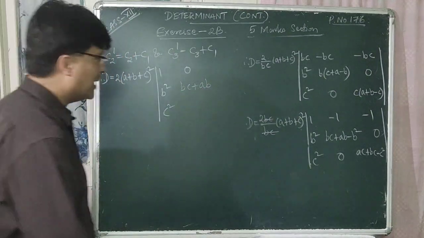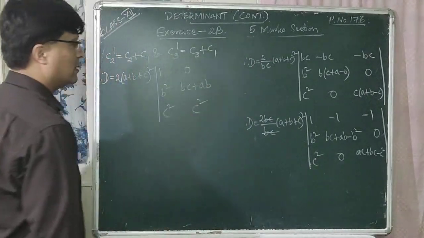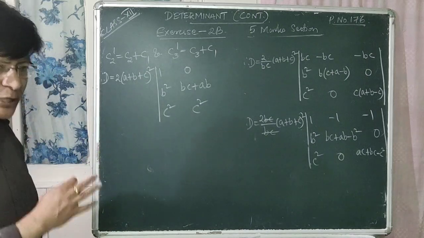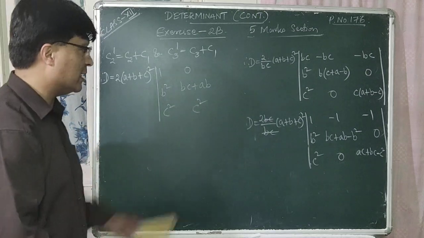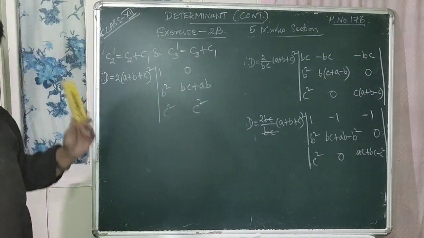Take some. Next, 0 plus C square, right? That is C2 plus C1. We are doing C2 dash is equal to C2 plus C1. That is column 2 is changing. Now C3 dash is equal to C3 plus C1. Now column 3 is changing.